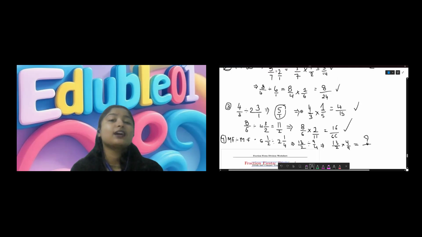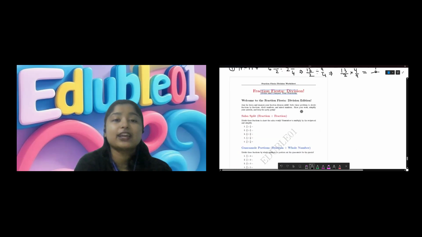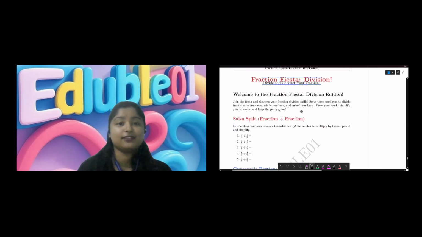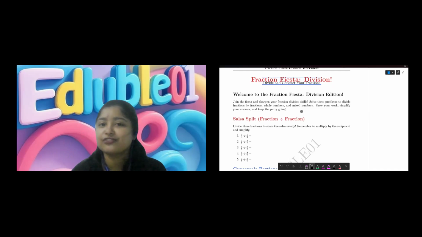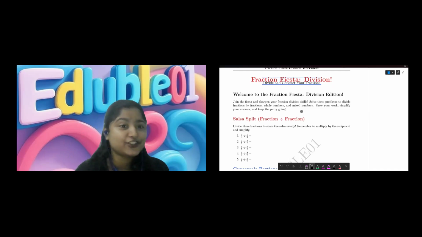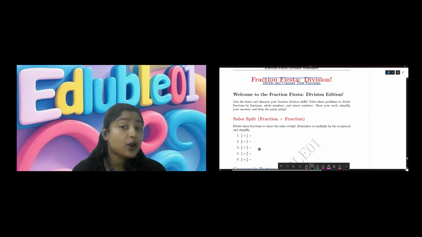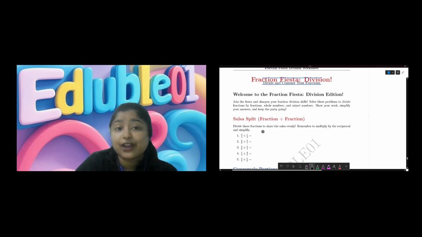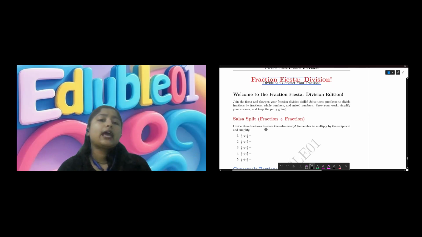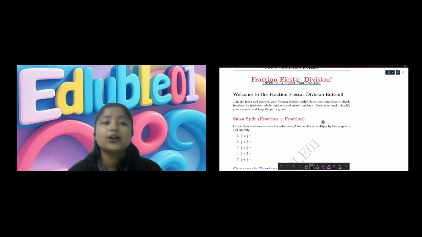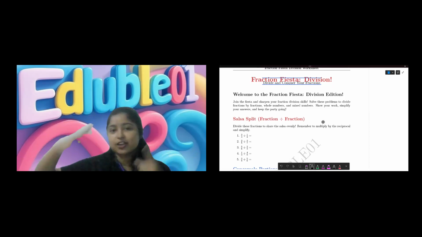Now, let's come back to the fraction fiesta of division. We are going to divide and conquer your fractions. So, welcome to the fraction fiesta division edition. So join the fiesta and sharpen your fraction division skills. We are going to solve these problems to divide fractions by fractions, whole numbers, and mixed numbers as well. We're going to show our work and keep the party going.